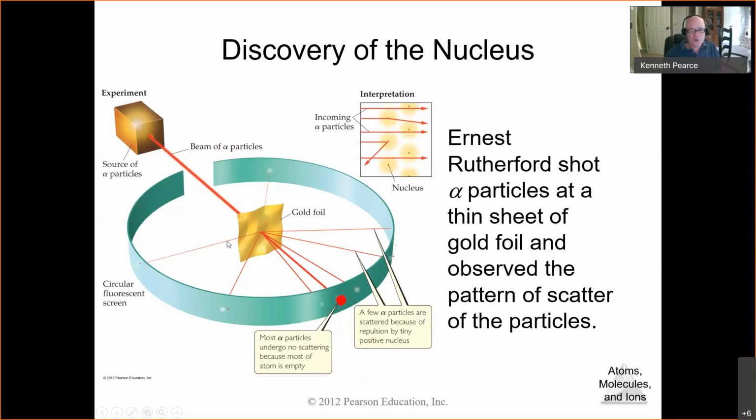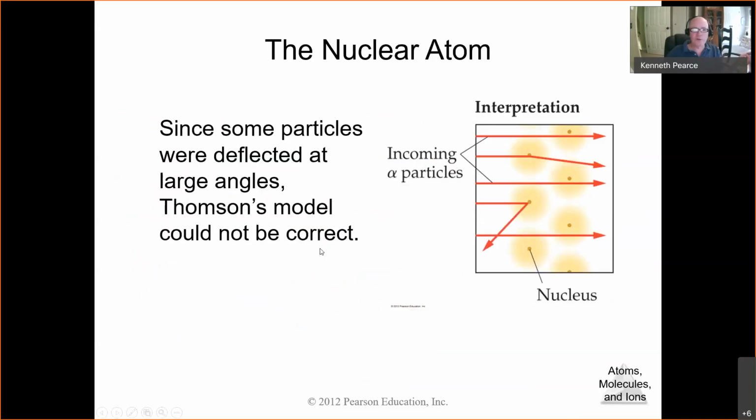And so, sure enough, the conclusion is that atoms are actually mostly empty space, and that in the center you have a small, hard, positively charged nucleus. And of course, later on we discover that it's the protons and neutrons that are in the nucleus. And basically, atoms are mostly just empty space, with a small, dense nucleus in the middle.